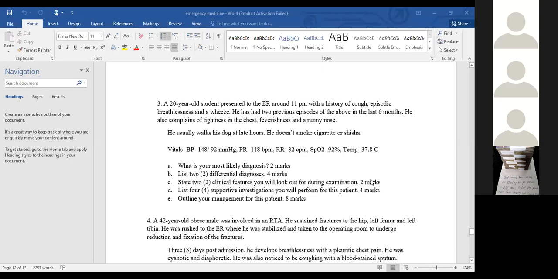Okay. There is also a hint: he walks his dog at late hours, in the night. What does that mean, walking the dog at late hours? He is exposed to the cold environment. The hair from the dog can also trigger it. Excellent. So there are 2 risk factors there: the fur and the cold environment.